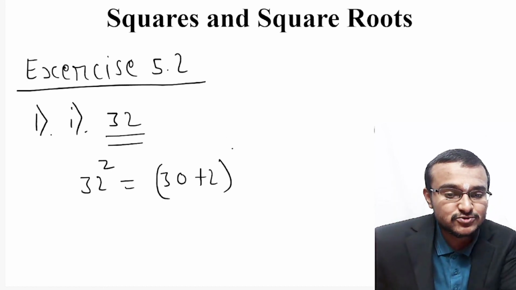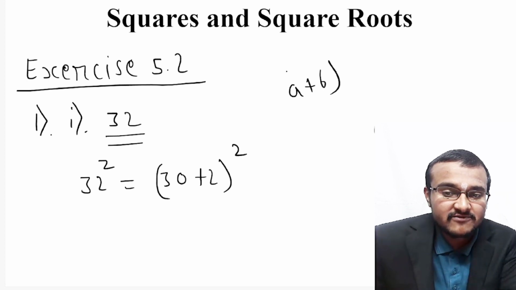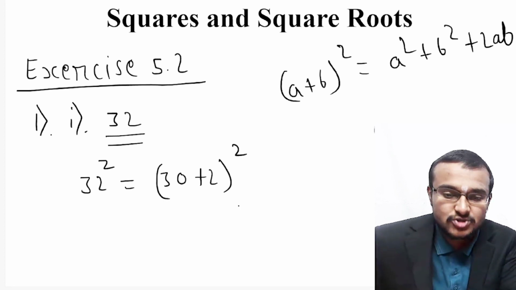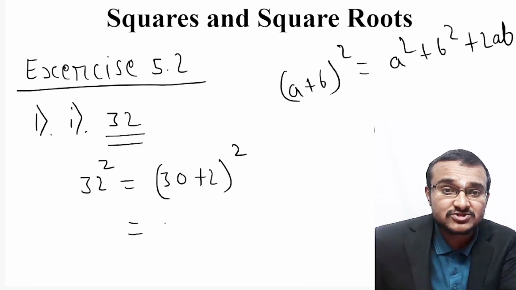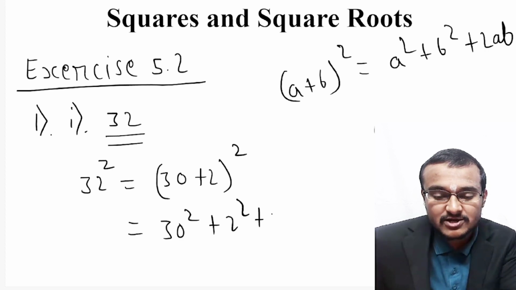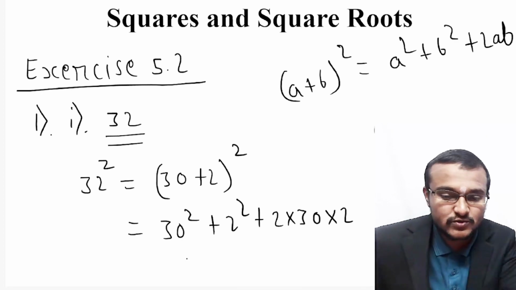So 32 square can be written as 30 plus 2 whole square. You might be knowing the formula (a plus b) whole square, which is equal to a square plus b square plus 2ab. So here a is 30 and b is 2. So 30 square plus 2 square plus 2 into 30 into 2. So 2 into 30 into 2, that is actually 2ab.